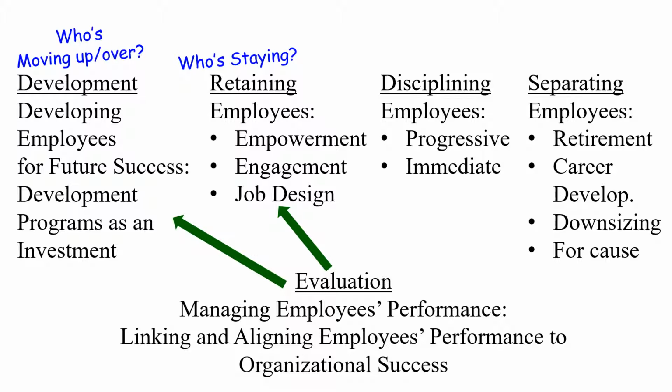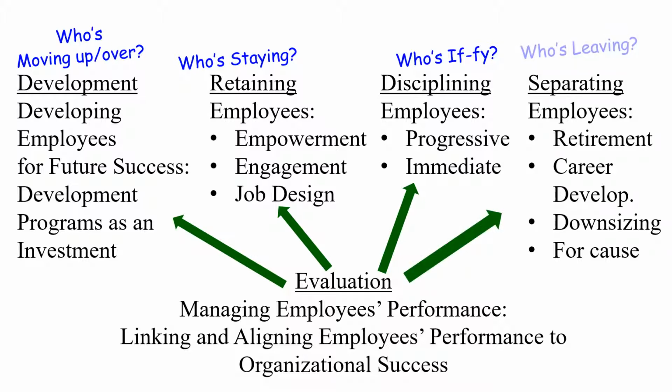Looking to the right, our evaluation can support discipline for either progressive or immediate discipline. Who's iffy? Who has identified themselves as a management problem? Which then leads us to the far right in separations. Evaluations may help us for retirement, career development, people moving along, downsizing. We have more faces than spaces, and we have to evaluate who goes. And then also for cause. Who might need an immediate discharge because of discipline?